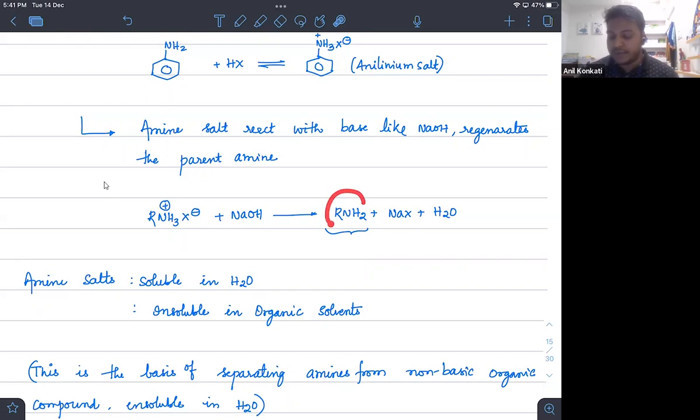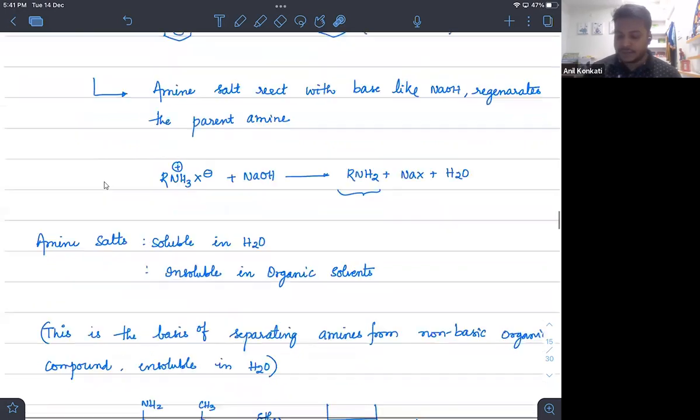And if you have bigger alkyl amines, like aniline or pentanamine or anything bigger than that, usually they are insoluble in water, but they are more soluble in ether medium or an organic medium.